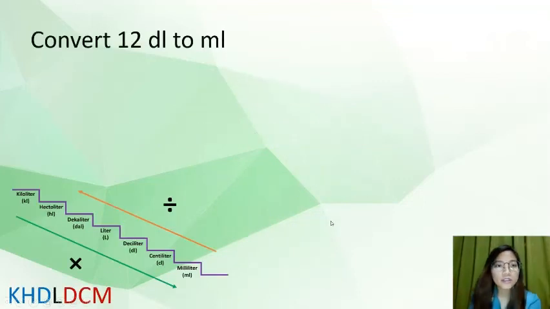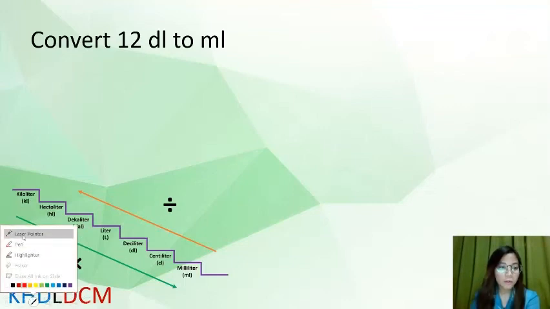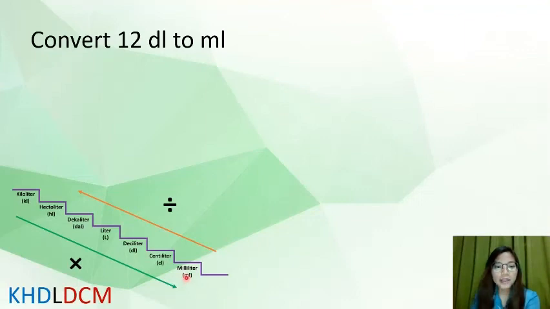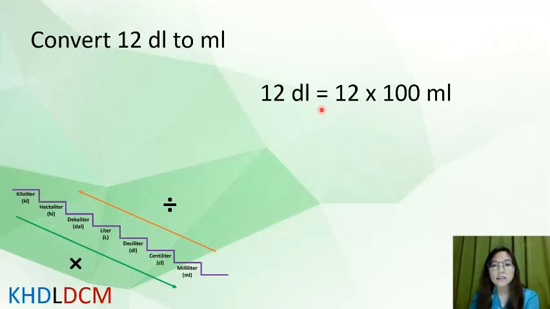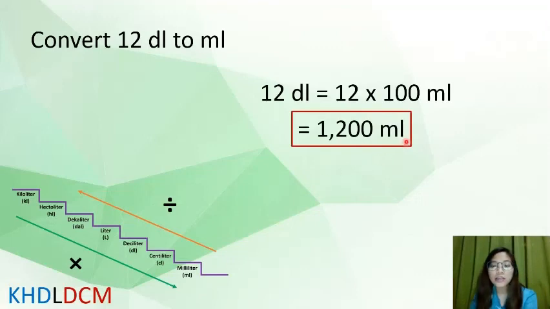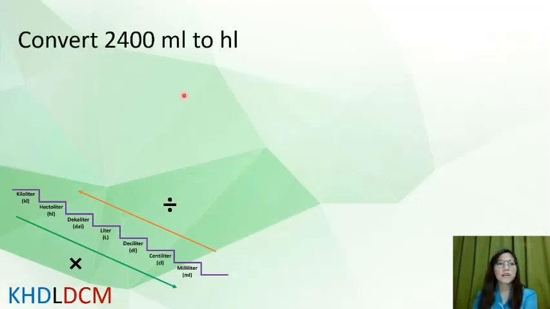So let's say convert 12 deciliters into milliliters. Now, since it's going down, we're going to use multiplication. But first, how many milliliters are there in a deciliter? We can know it by multiplying by 10. So from milliliter to centiliter, that's 10. Then another 10 for deciliter, that's 100. So that means there are 100 milliliters in 1 deciliter. So 12 deciliters is equal to 12 times 100 milliliters. That means we have 1,200 milliliters.